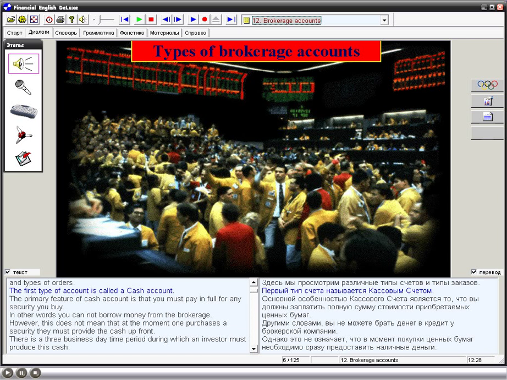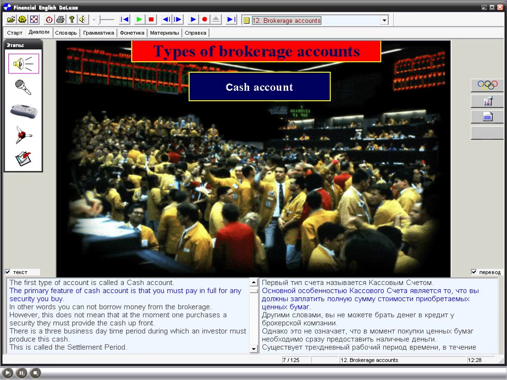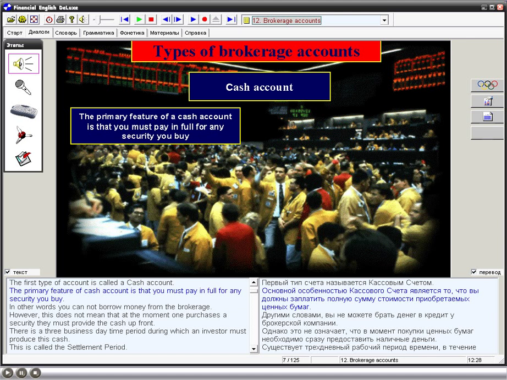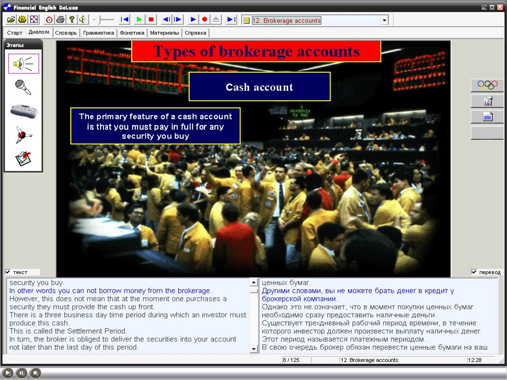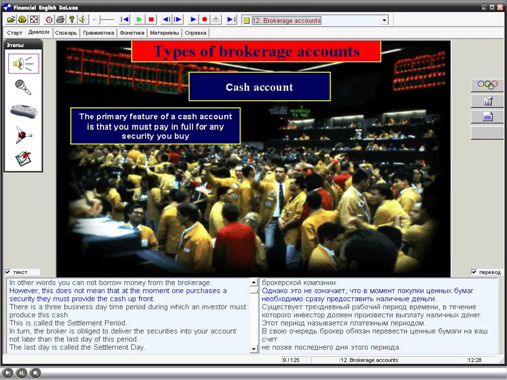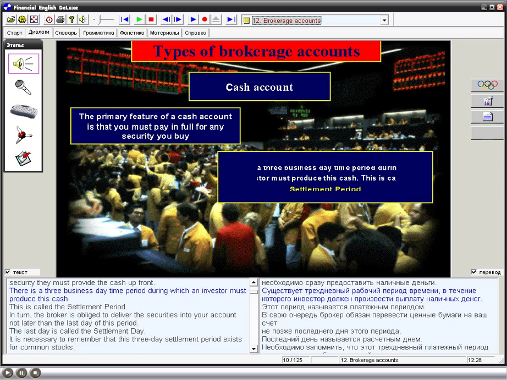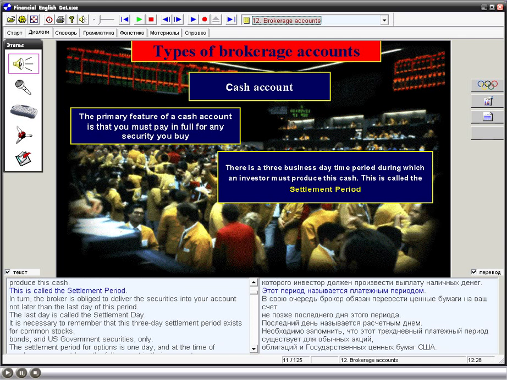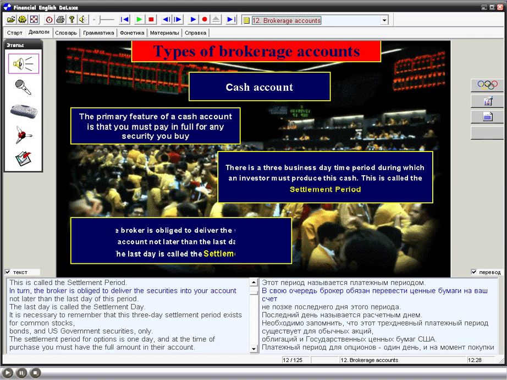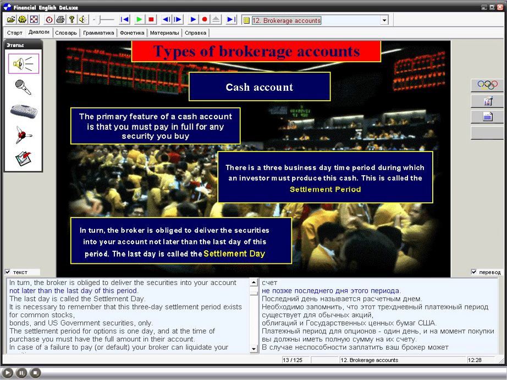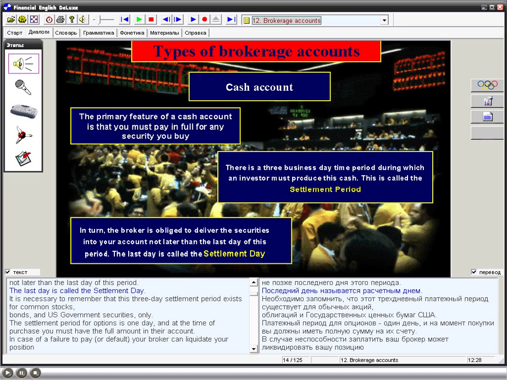The first type of account is called a cash account. The primary feature of a cash account is that you must pay in full for any security you buy. In other words, you cannot borrow money from the brokerage. However, this does not mean that at the moment one purchases a security, they must provide the cash up front. There is a 3 business day time period during which an investor must produce this cash. This is called the settlement period. In turn, the broker is obliged to deliver the securities into an account not later than the last day of this period. The last day is called the settlement day.